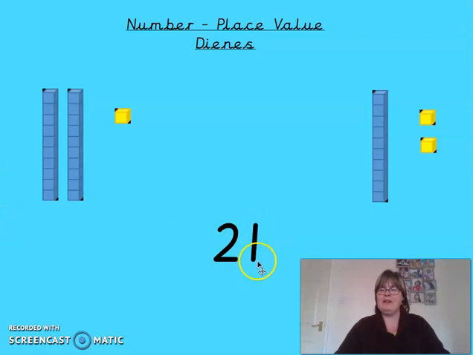Oh, now this time I have a number on the screen and I have 2 sets of Dienes. Which of those sets of Dienes is showing me this number? Have a look. Point to the one on screen that you think is showing me this number. Okay, so should we try and work it out? Do we know what this number is? Can you say this number out loud? What is this number? It's a 2-digit number and it's 21.